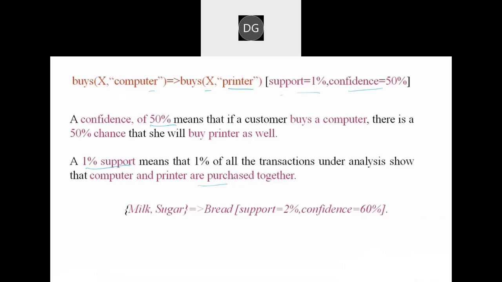Similarly, we can find this for different scenarios, like if a person is buying milk and sugar, what is the support and confidence that they will buy bread also. Okay, there is less support, but 60% confidence that they will buy bread along with the milk and sugar.